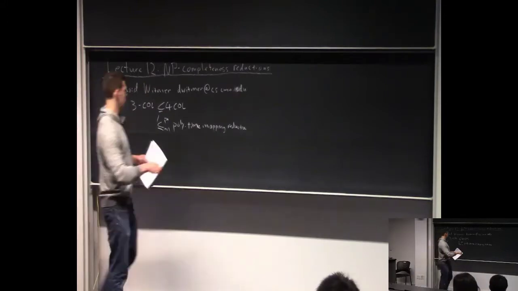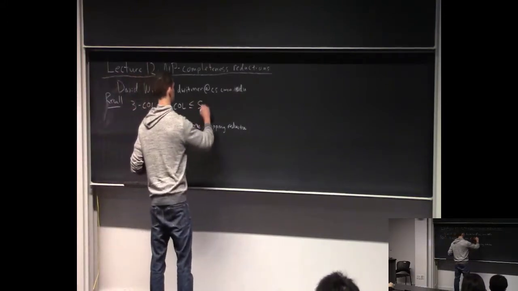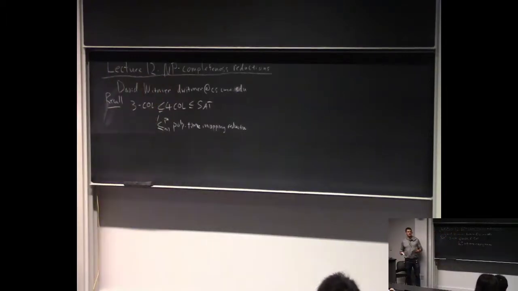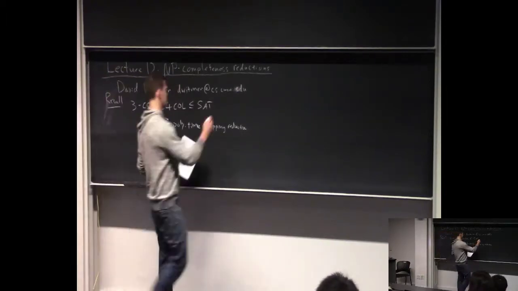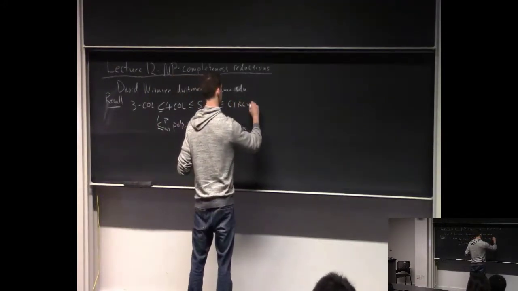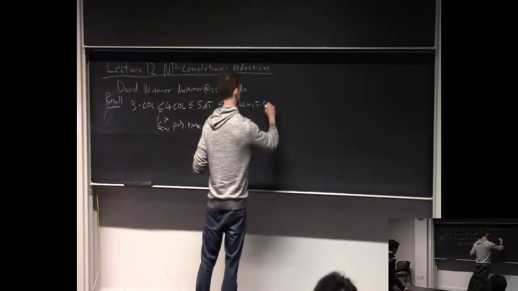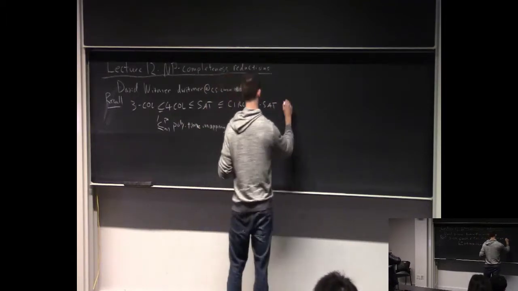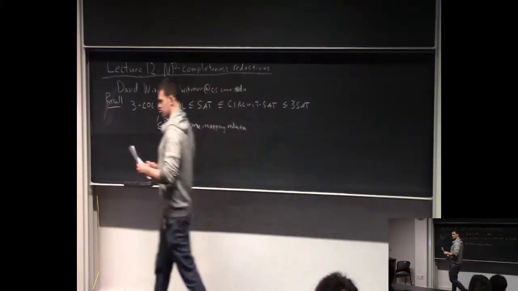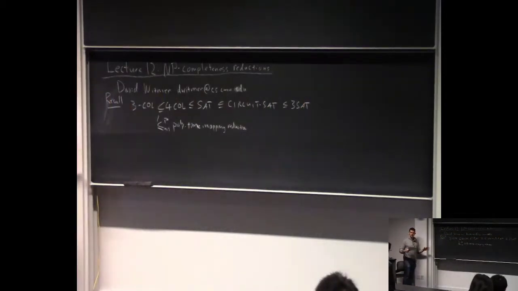You also know that SAT reduces to 4 coloring, yes? You also know that circuit SAT reduces to SAT, and that 3 SAT reduces to circuit SAT. All this familiar? Okay, cool. There are some other things that you learned. Last time, I guess you talked about this Cook-Levin theorem.